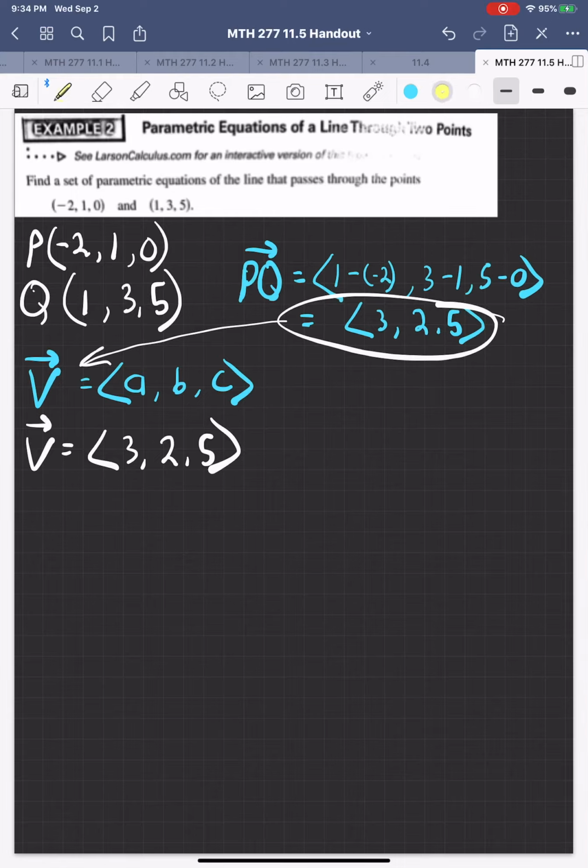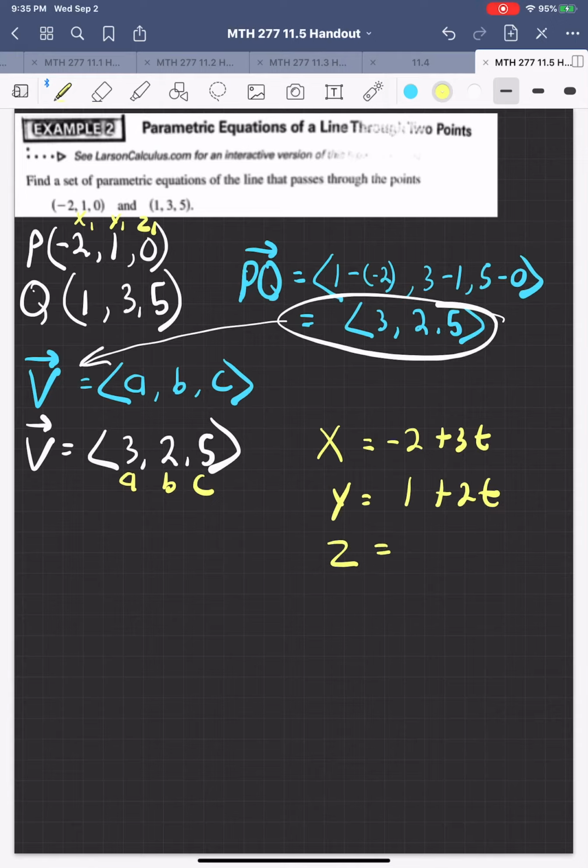I'm going to label A, B, C. We went from P to Q, so x sub 1, y sub 1, z sub 1, and finally plug it in, and I'm just going to go ahead and get us to our answer. So x equals -2 plus 3t, y is equal to 1 plus 2t, and z is equal to 5t. There you go.